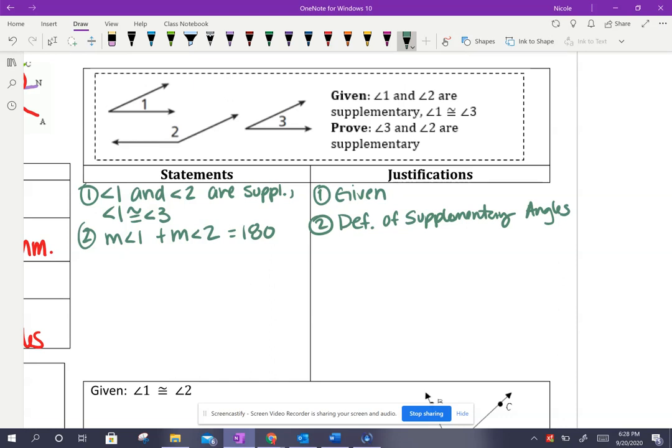Now I've got to figure out my goal. If you look at that proof statement, always important to check that out. Where are you trying to go? It is to prove that angles 3 and angle 2 are supplementary. So I've got to somehow get angle 3 into the conversation. My given says angle 1 is congruent to angle 3. So I could say that the measure of angle 1 is equal to the measure of angle 3 by the definition of congruent angles, which we talked about yesterday.